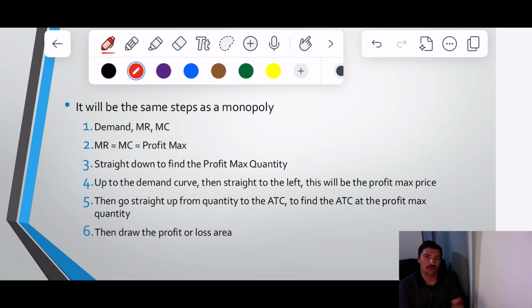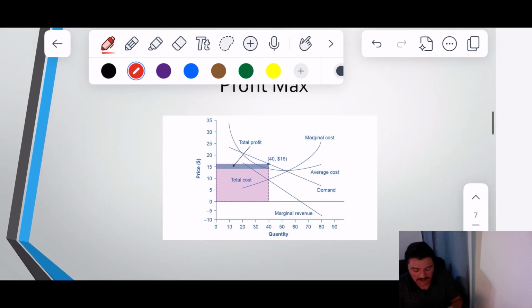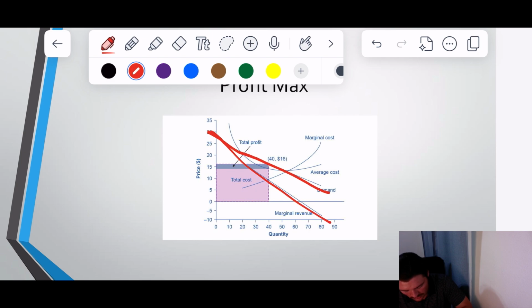Once we determine the profit maximization quantity, we can then ask the consumers, hey, I have 50 t-shirts available. What's the most you're willing to pay for this? So that's why we go to the demand curve to figure out the price. So what this is going to look like is something like this, where we have our demand curve, our marginal revenue, our marginal cost, and our ATC.